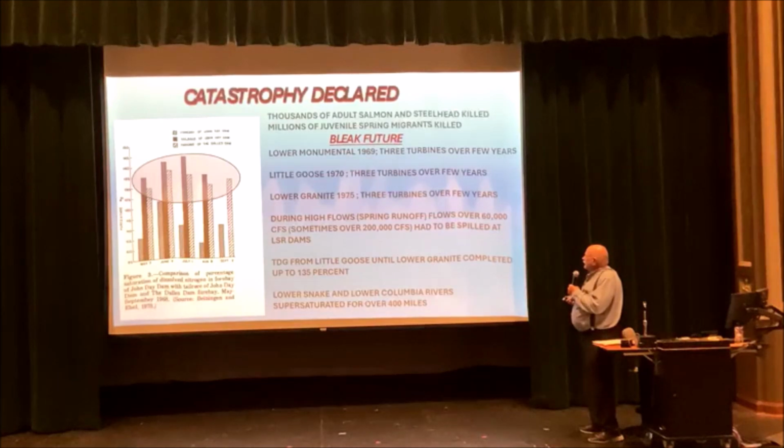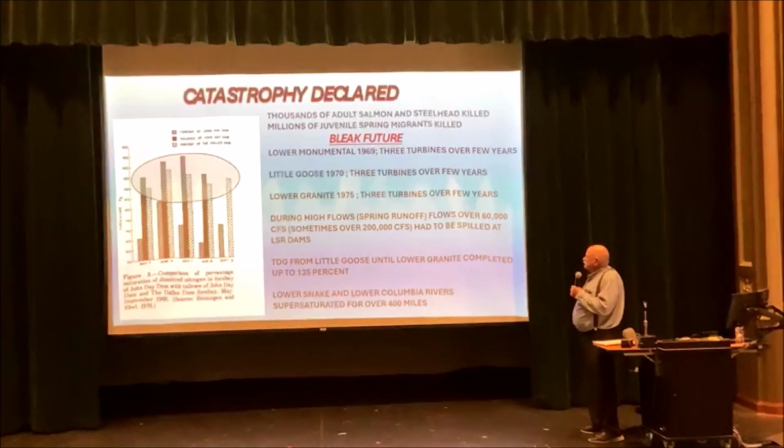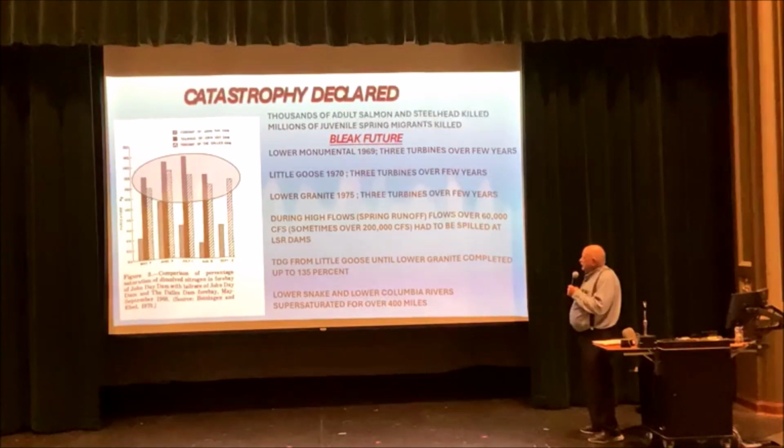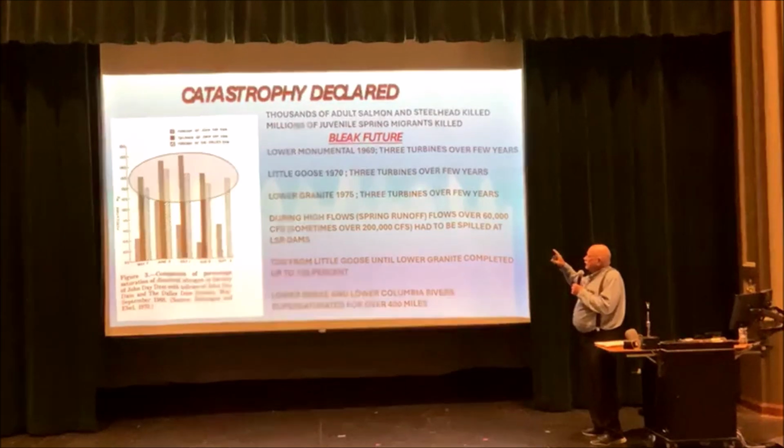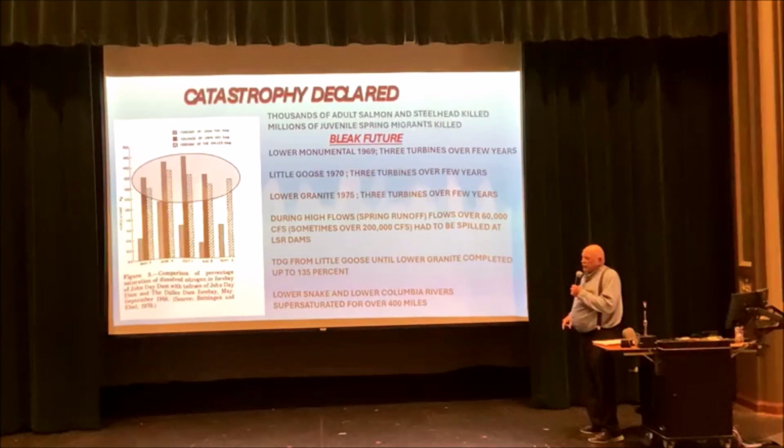The other thing I'd point out is that during the spring flows, sometimes up to 200,000 CFS had to be spilled. And at that rate, the gas supersaturation would be in that 145% range in the stilling basins and 125, 135 going downstream. This would go then, when Lower Granite was completed, all the way down to below Bonneville. And it was still measurable at high levels down in Portland and Vancouver.